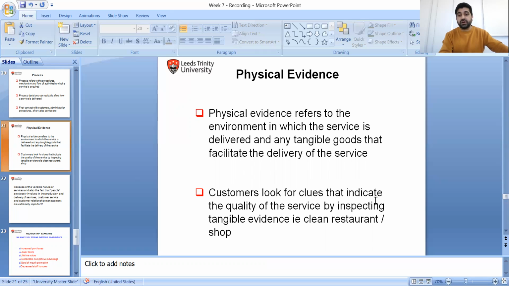Customers look for clues that indicate the quality of the service by inspecting tangible evidence. For example, when we go to any restaurant, as we enter the restaurant, we look up, left and right, and then we make an assumption about what kind of quality they are going to give us, what kind of environment we are having around us. So physical evidence is more important when we are talking about services.